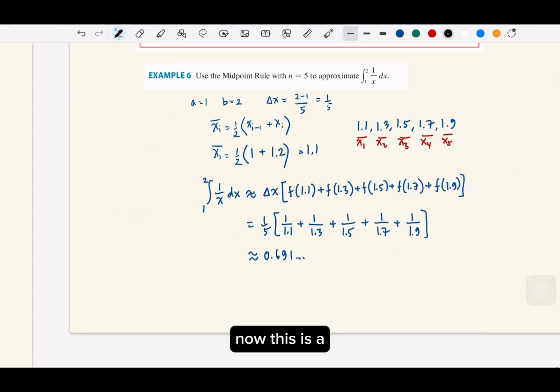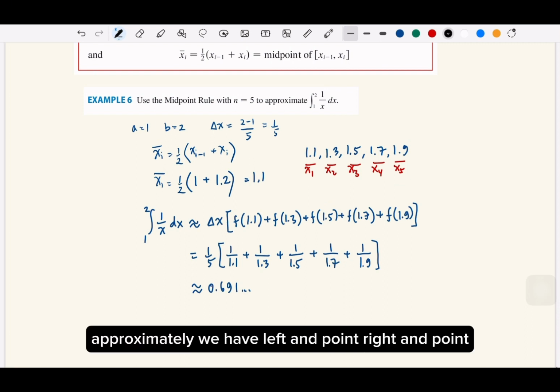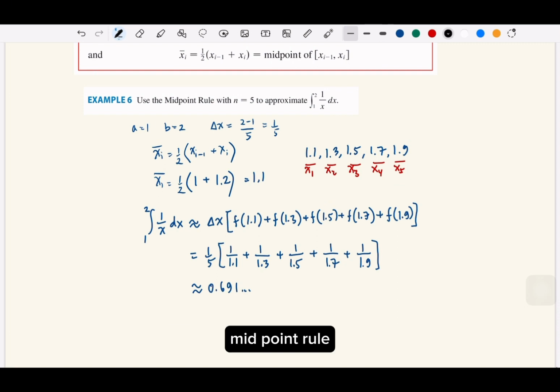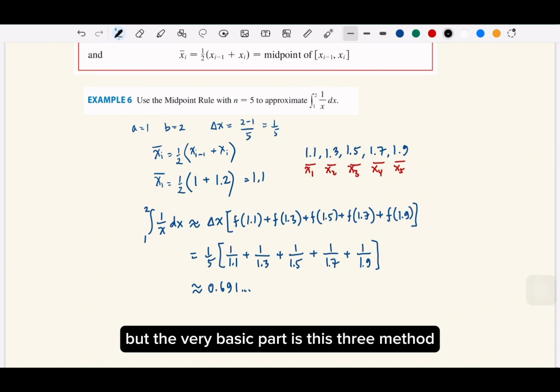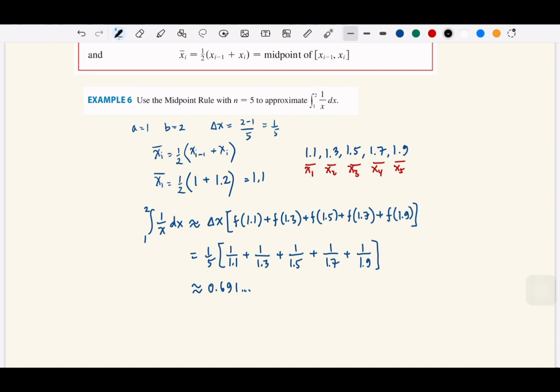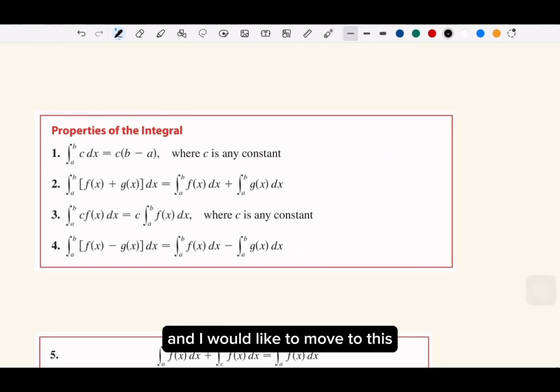Okay, now this is approximation. So we have left endpoint, right endpoint, midpoint rule. There will be another set of numerical methods that maybe we are going to learn, but the very basic part is these three methods: okay? Left endpoint, right endpoint, and midpoint. And I would like to move to this property of integral.